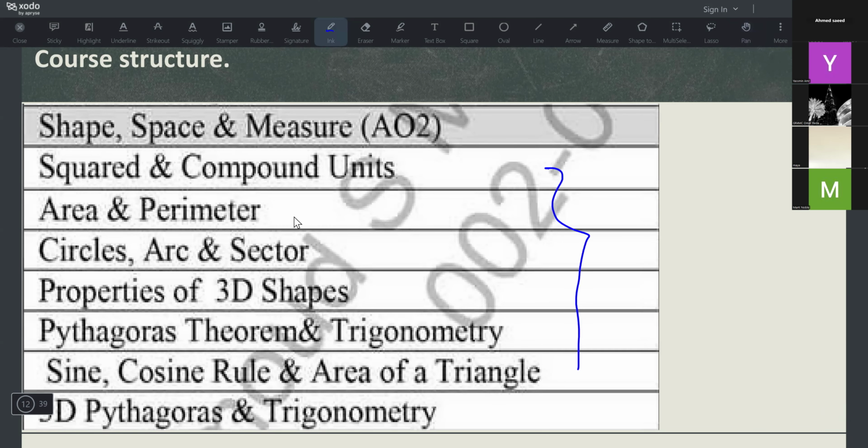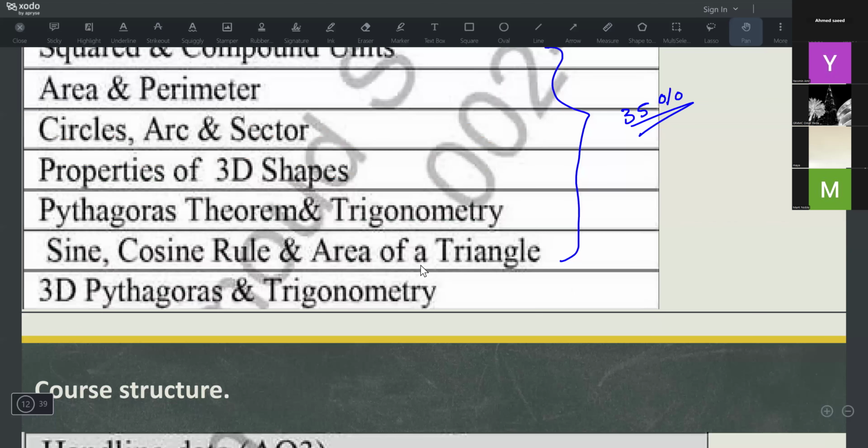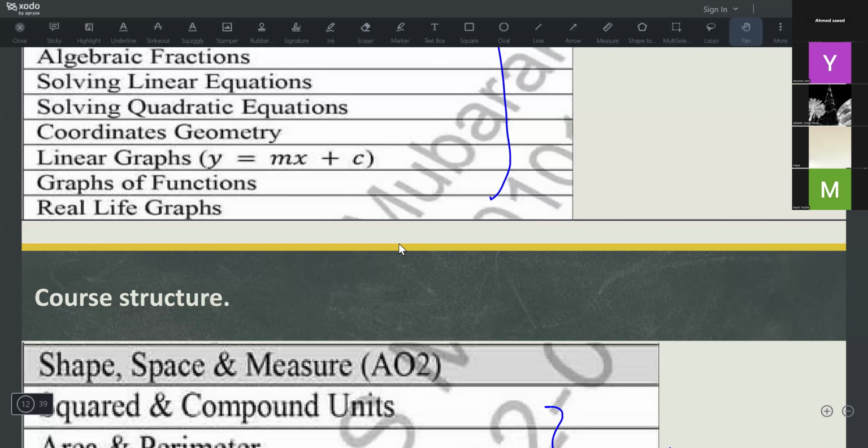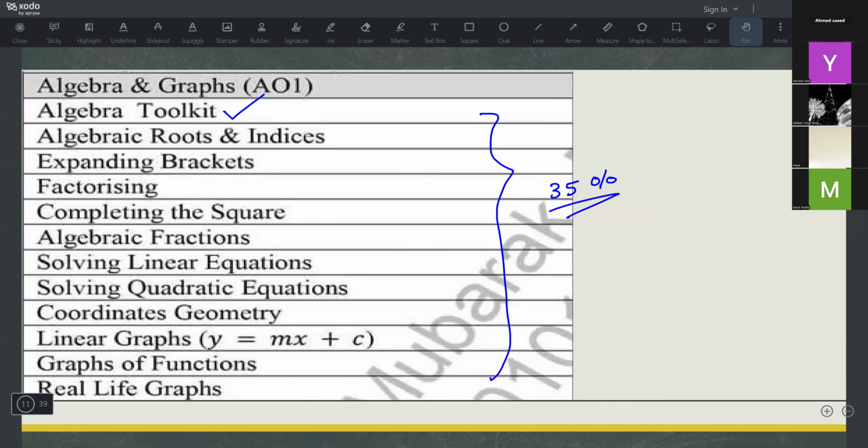Also, geometry and mensuration in our exam paper, 35%. This is the most important 2 units in your syllabus.